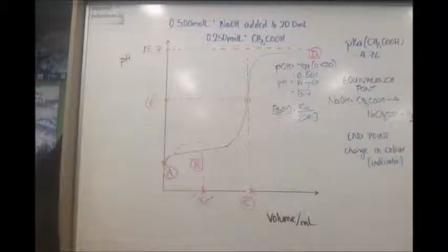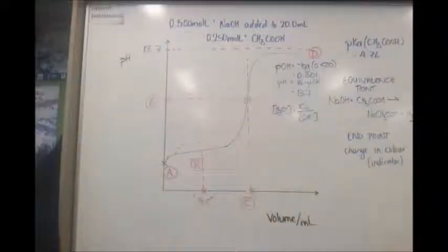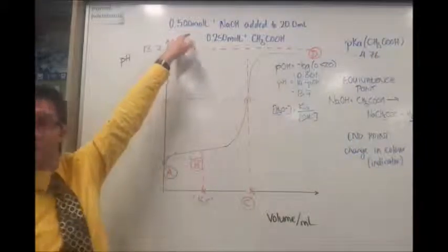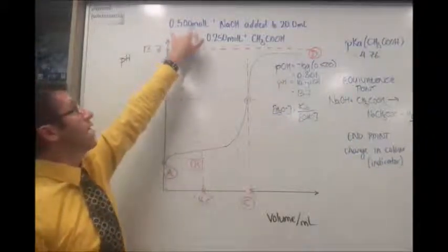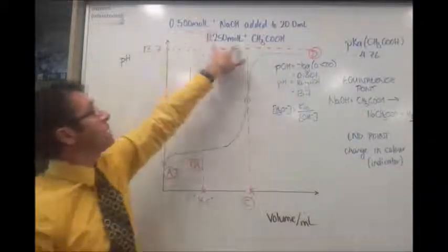Our next easy point is actually C. It's pretty easy to do. Because if I look at my equation here, equivalence means the same number of moles of each of them. So we've got 0.5 moles per litre of sodium hydroxide, and we've got 0.25 moles per litre of ethanoic acid. What's the ratio between those two concentrations? 2 to 1. So I'm going to need half as much, and I use that word carefully, half the volume of that to have the same number of moles as 20 mils of this, aren't I?